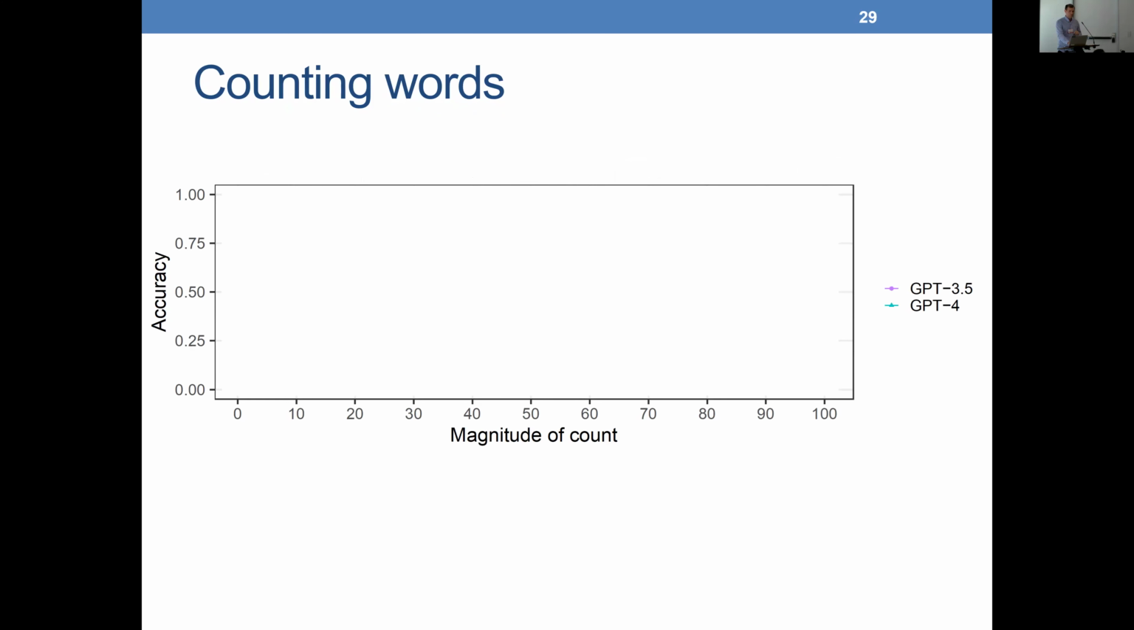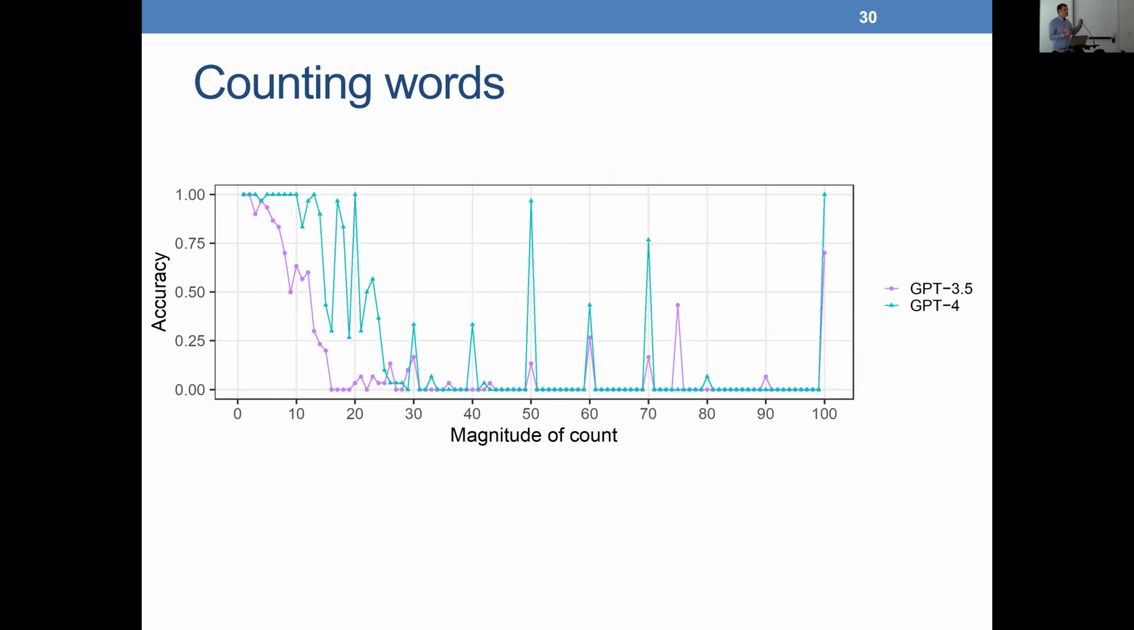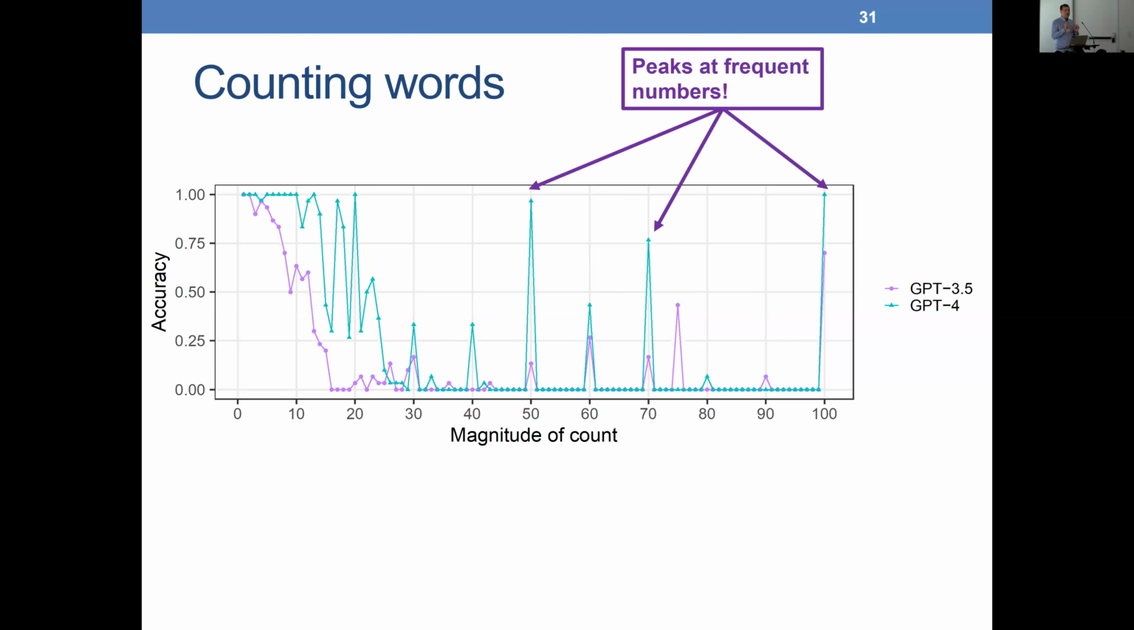But that's not what we see. What we see instead is this really interesting pattern where once you get past numbers of around 30, the accuracy is mostly 0%, except we get these huge spikes, often near 100%, at particular numbers. And it's not on random numbers, it's at numbers that are multiples of 10 or multiples of 5.